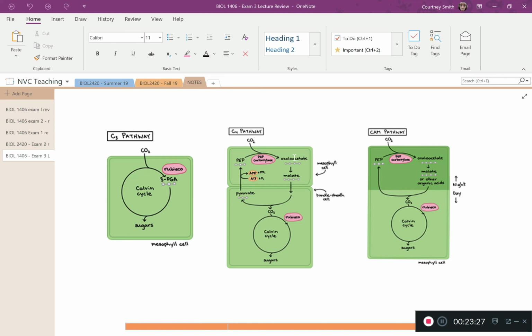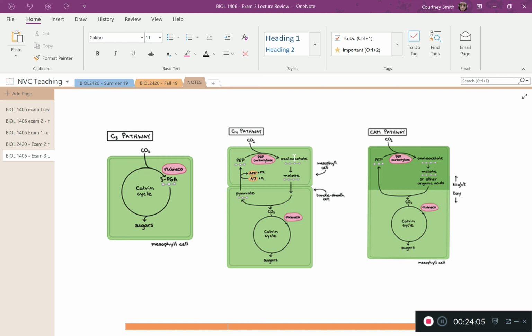With CAM plants, they live in extremely dry areas, such as a desert. So their stomata are closed completely during the day in order to ensure that they don't lose a lot of water. So they don't take up their carbon dioxide until nighttime. Once it's nighttime, their stomata will open, carbon dioxide can enter, and just like in the C4 pathway, it'll be fixed to an organic molecule using the PEP carboxylase enzyme.